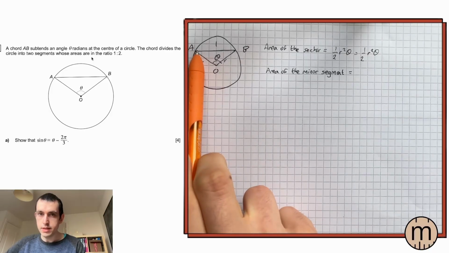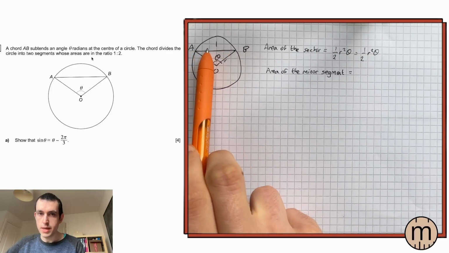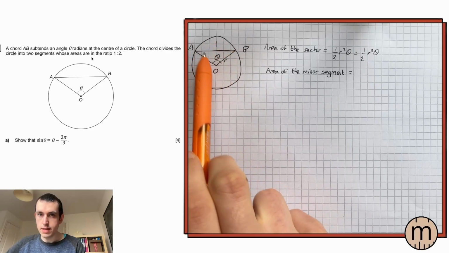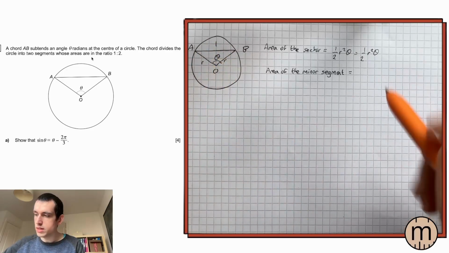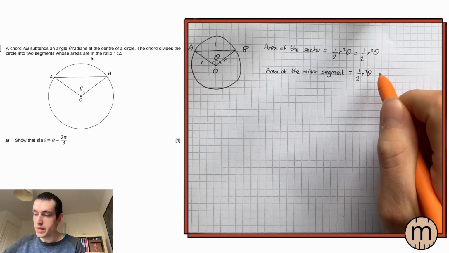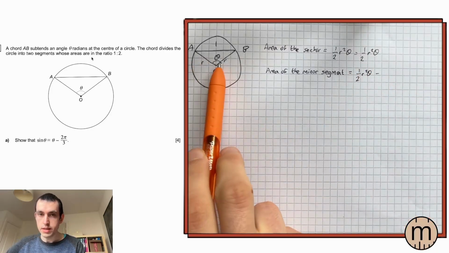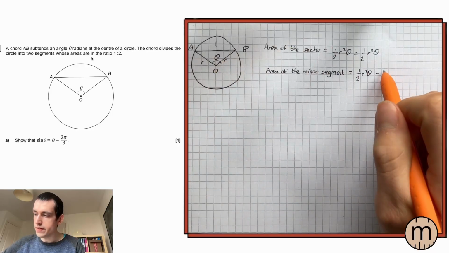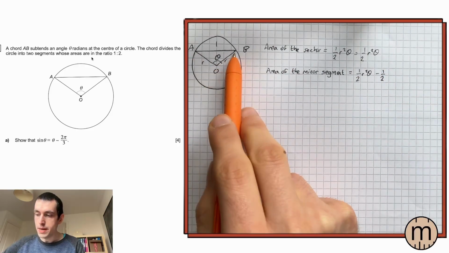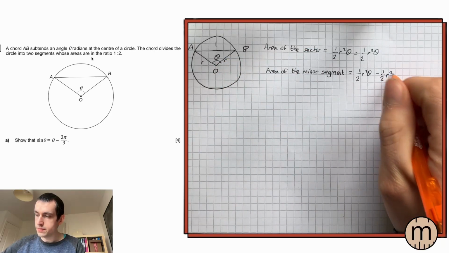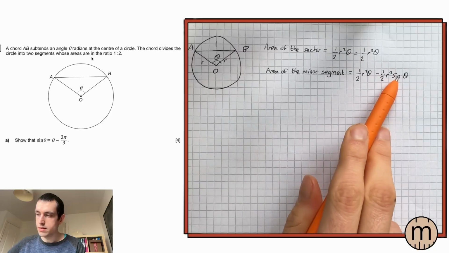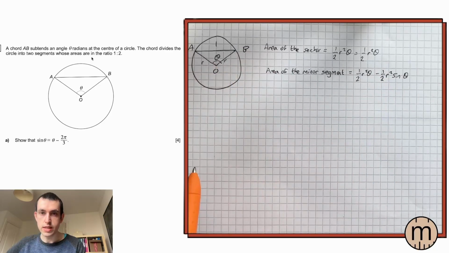The minor segment is the smaller segment, which is up here. That can be found by thinking about the sector and then taking away the triangle. So we know the sector is 1/2 r squared theta. I've already written it twice up here. The triangle I'm going to subtract. We can use 1/2 ab sine C. a and b will be r and r, and sine of C will be sine of theta, because theta is the angle between the two sides.